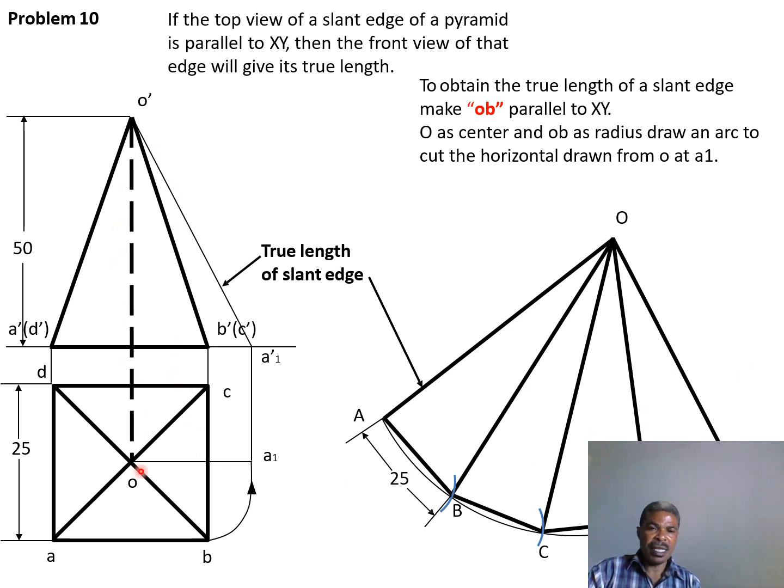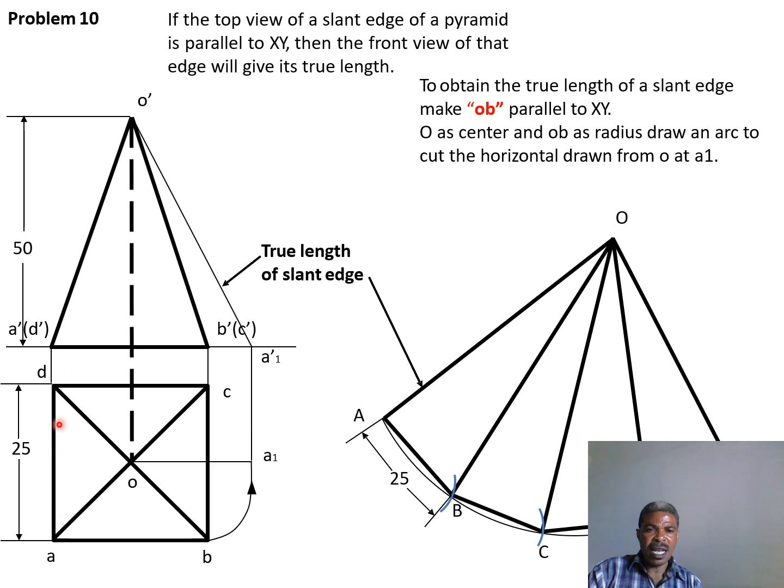So here is the pyramid. Our pyramid has got 4 sides. You can see here the square pyramid. A square pyramid.